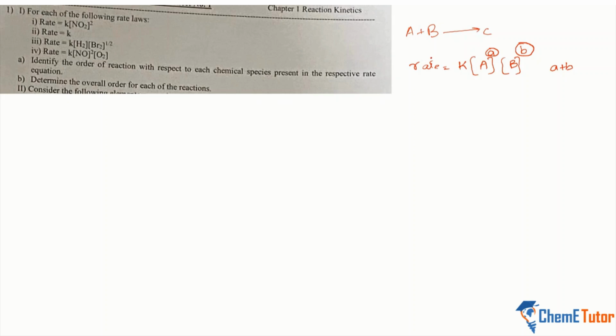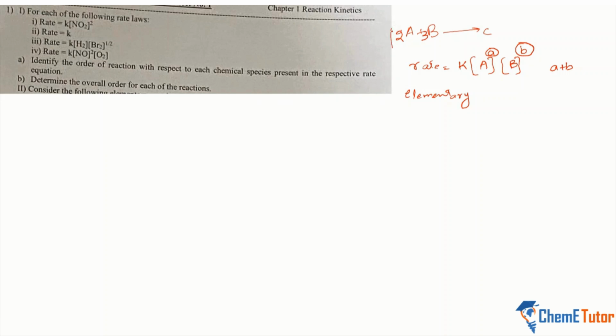There is another thing. There are a few reactions that are called elementary reactions. Elementary reactions have this property that whatever the coefficients are, for example 2a and 3b, for elementary reactions these coefficients will be the same as the order of the reaction.